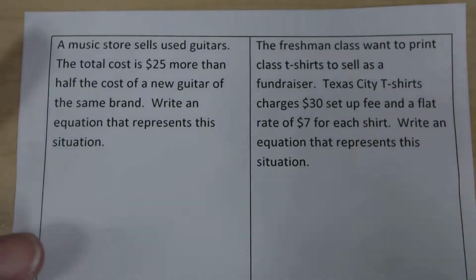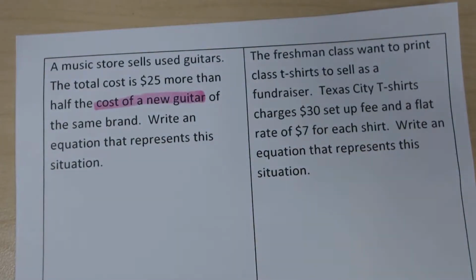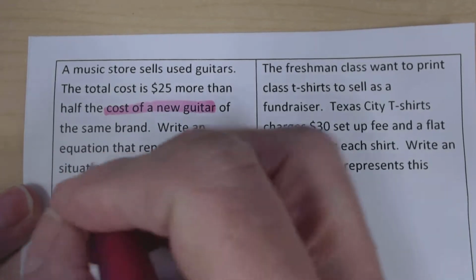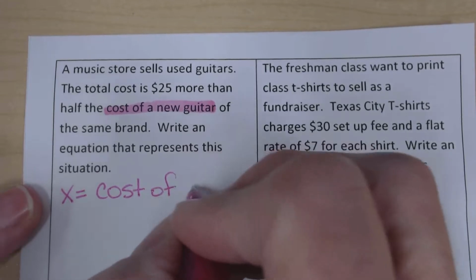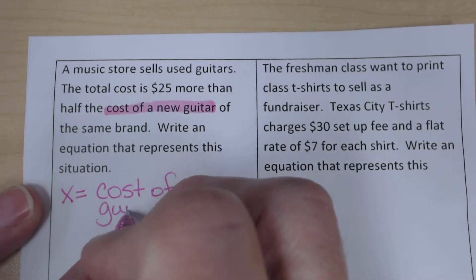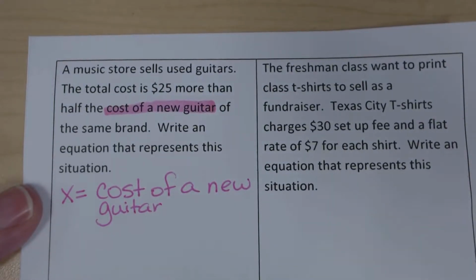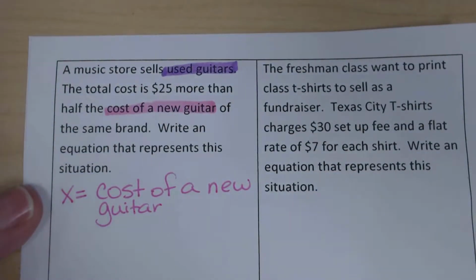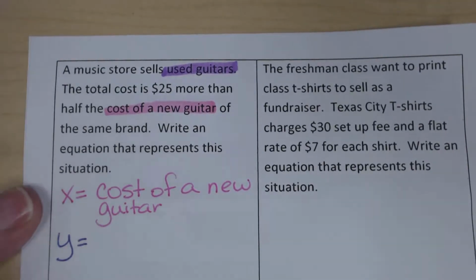So we are going to let the cost of a new guitar be X. I highlighted cost of a new guitar, and I'm going to define that as X being the cost of a new guitar. Then we're going to let the cost of a used guitar be Y. So Y is going to represent the cost of a used guitar.